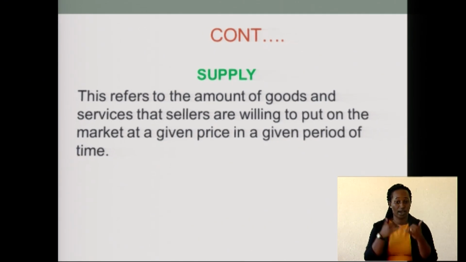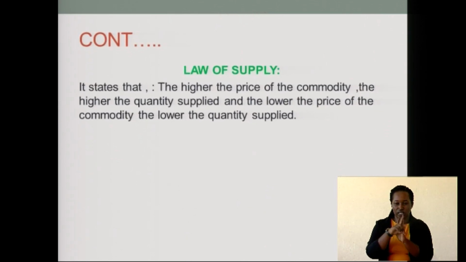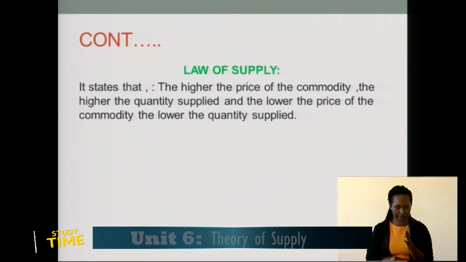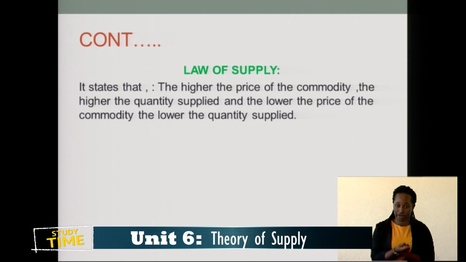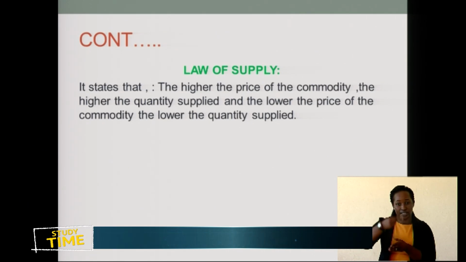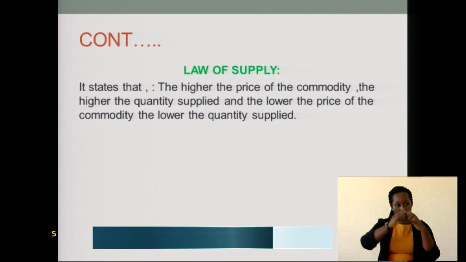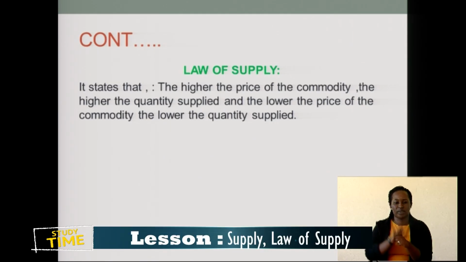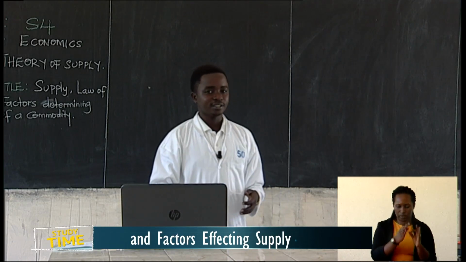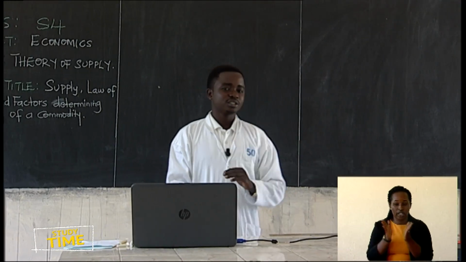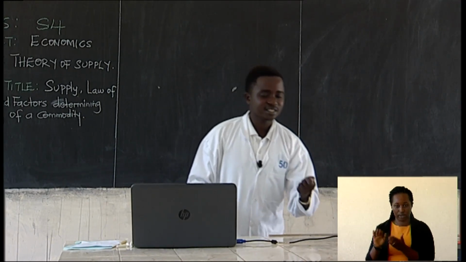So how does the law of supply state? The law of supply states that the higher the price, the higher the quantity supplied, and the lower the price, the lower the quantity supplied, ceteris paribus, keeping other factors constant. What does this mean? It means that at a higher price, producers or sellers are willing to supply more of the commodity to the market. And when the price reduces, they supply less to the market.